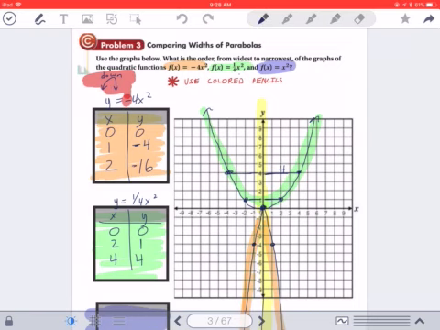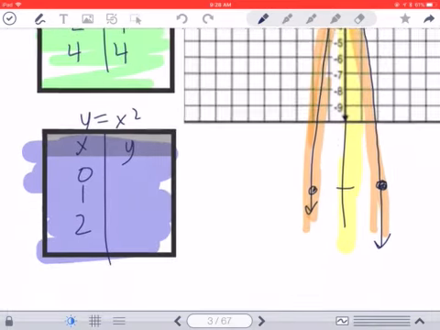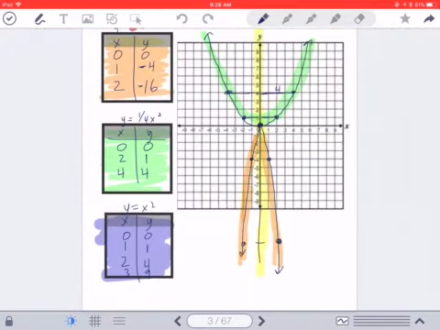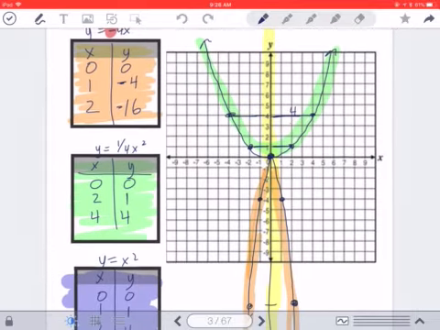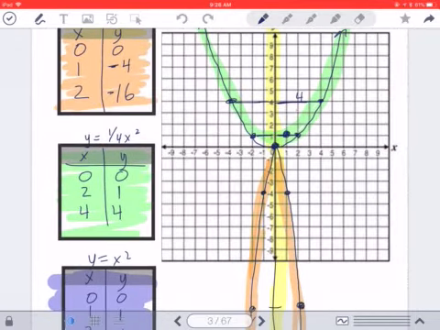Okay, last one in purple, y equals x squared. So this is the simplest quadratic function. Just plug in 0, 1, and 2. And 0 squared is 0, 1 squared is 1, 2 squared is 4. You can do another one, 3 squared is 9. Keep going if you want to. So I'm going to plug in 0, and I get 0, plug in 1. 2 squared is going to be 4 right there.